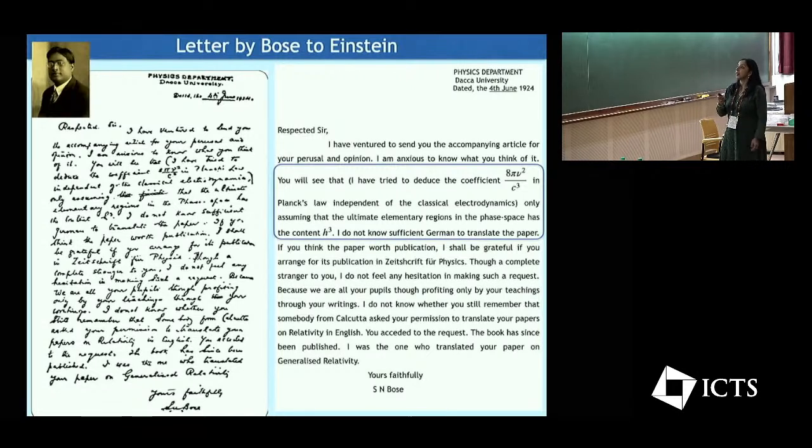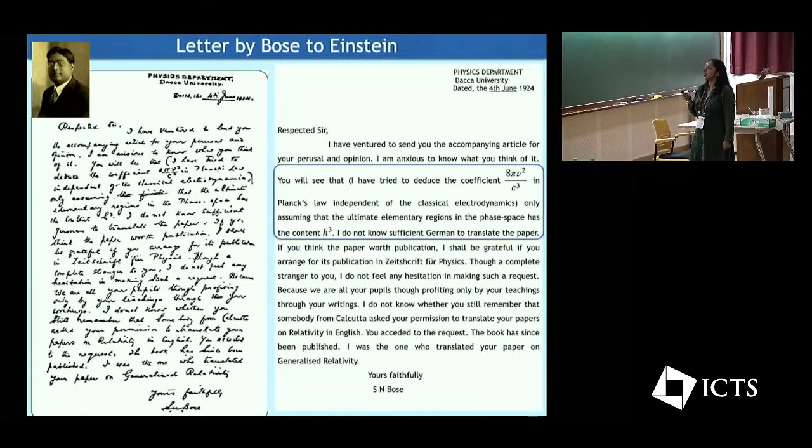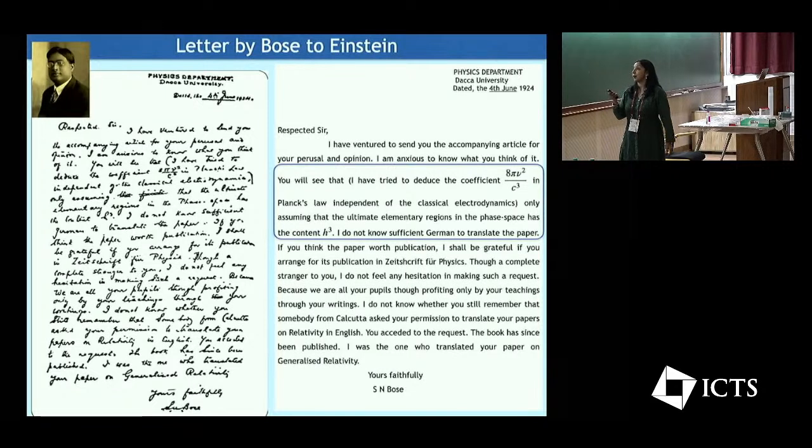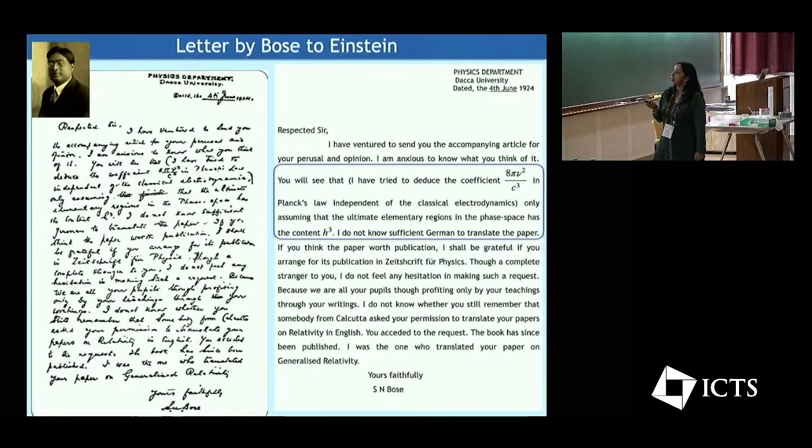The main point of this article, which Bose had written in the letter accompanying it, he had written to Albert Einstein. He wrote, you will see that I have tried to deduce the coefficient 8 pi mu square by c cube in Planck's law independent of classical electrodynamics, only assuming that the ultimate elementary regions in the phase space have the content h cube. I do not know sufficient German to translate the paper. So he requested Albert Einstein to translate the paper into German and get it published in a German journal. And he also wrote that he was the one who had translated Einstein's paper on general relativity to English, implying probably it would be nice if you return the favor.